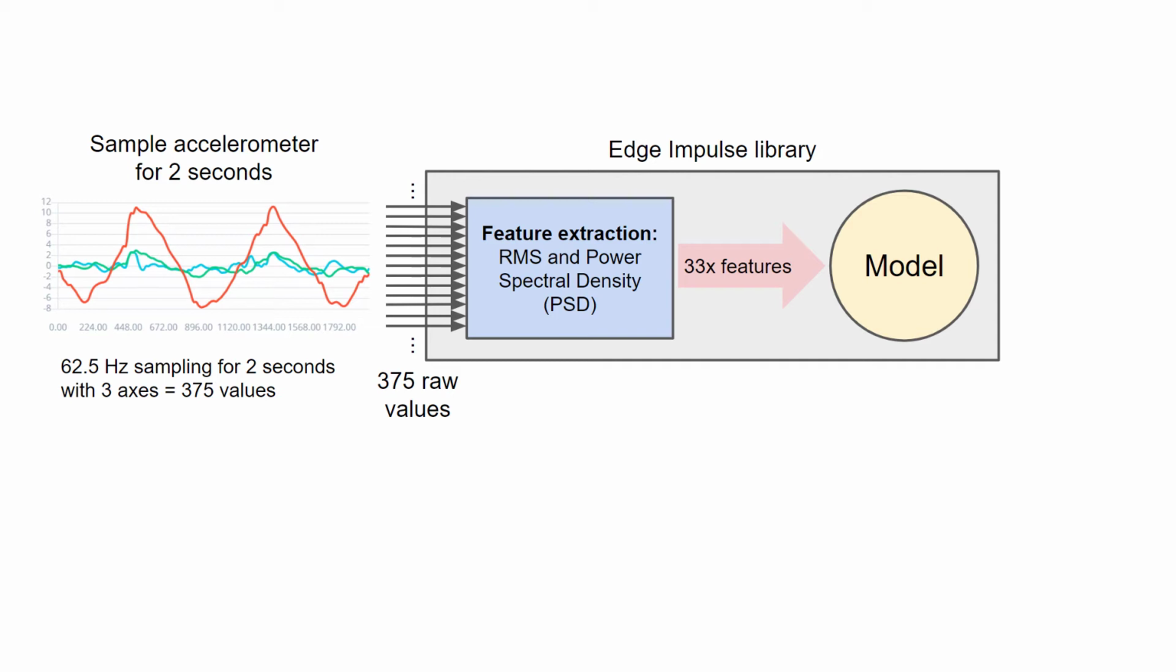The library will expect these values to be stored in an array, so if we're working in C++, we would just pass it a pointer to our buffer containing the raw accelerometer values. The library then performs the necessary feature extraction steps to calculate the 33 features we discussed in a previous lecture. These features are then passed to the model, which performs inference in order to predict which motion we're performing.